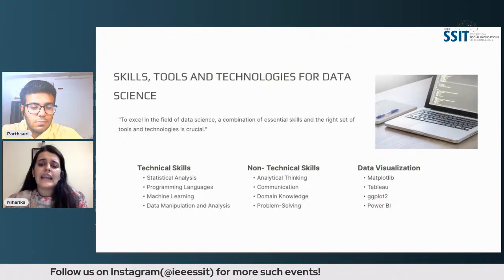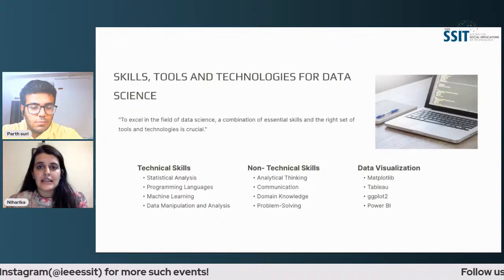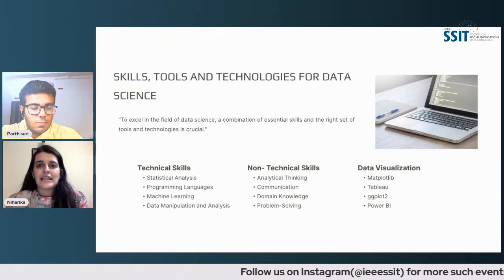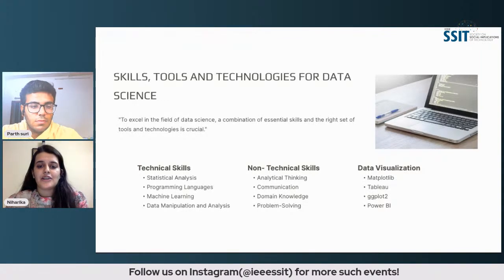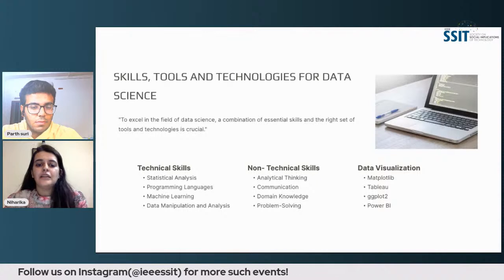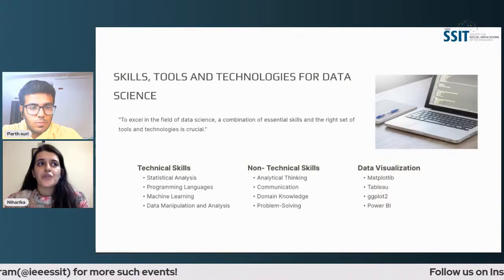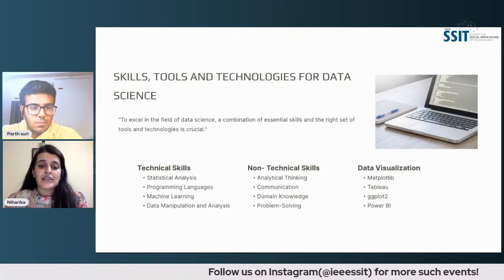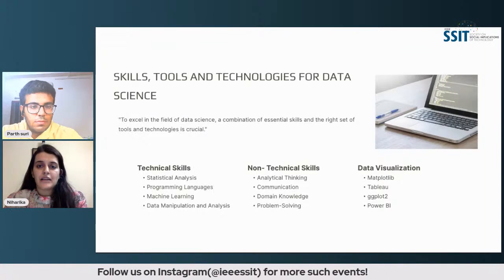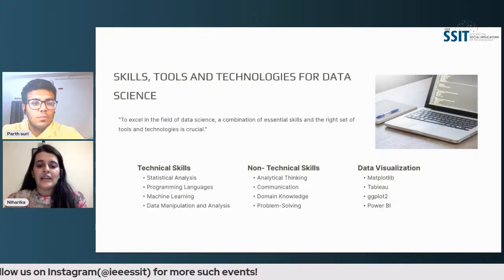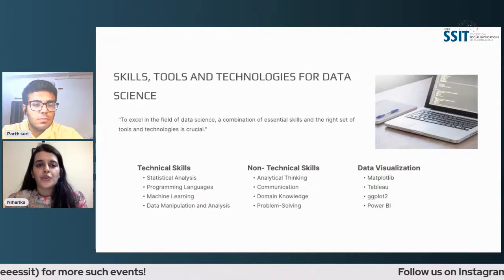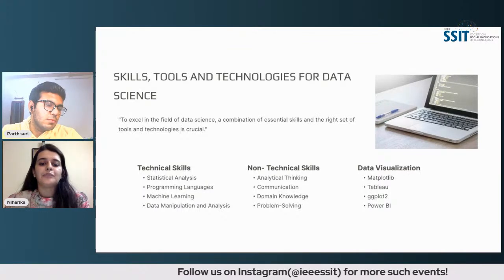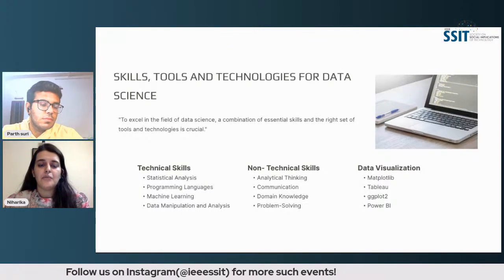Non-technical skills are as important as technical skills. Your data is just data if you are not able to make valuable insight from it, if you're not able to make sense out of it. There comes analytical thinking. You should have that analytical thinking to make sense out of it. And we also discuss domain knowledge. Domain knowledge is a must to make sense out of the variables which are crucial for you and which are not. You should drop the ones which are not useful, and hence domain knowledge is very important.